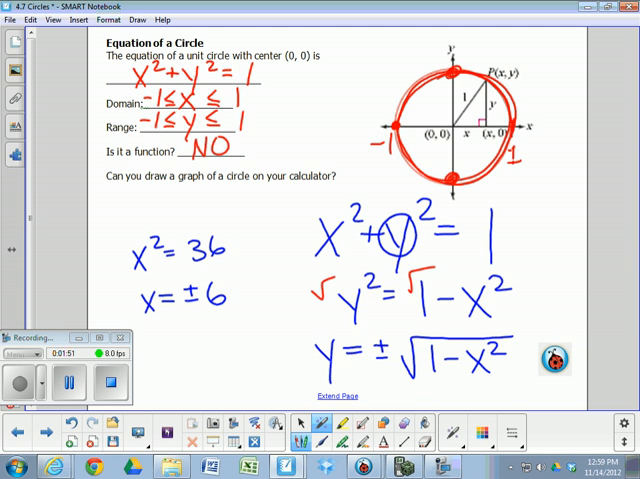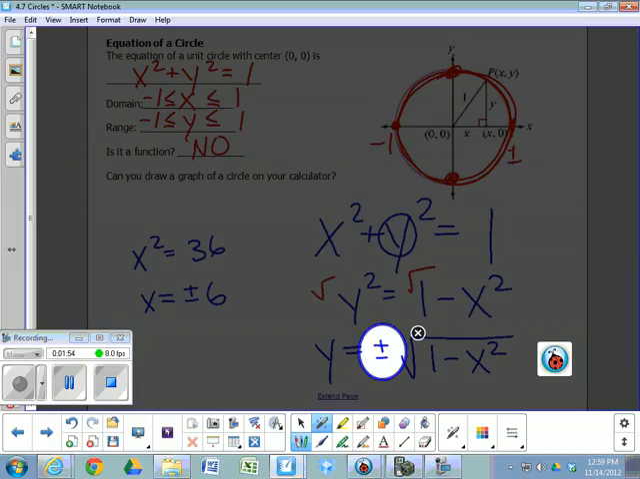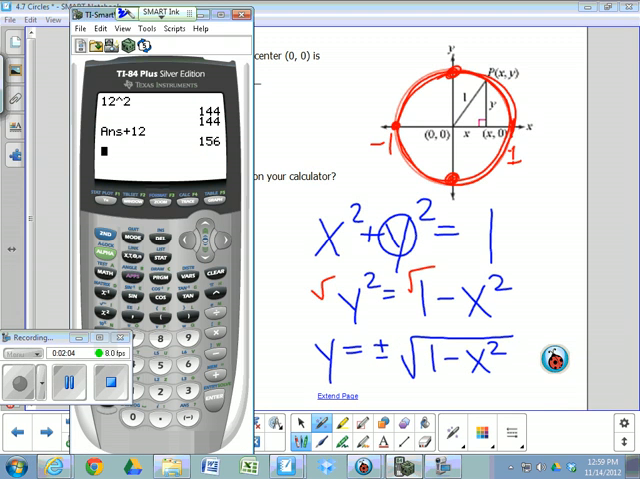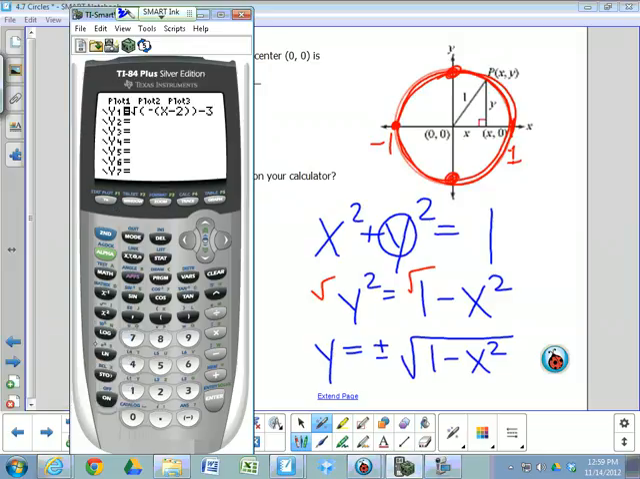Remember how I said it was going to be a lot like trying to make the parabola on its side by doing the top half with the positive and the bottom half with the minus. So let's see what happens when we go to the calculator and we go to y equals. Y1 is going to be the positive square root of 1 minus x squared. Close it. The bottom half is going to be the negative square root of 1 minus x squared.